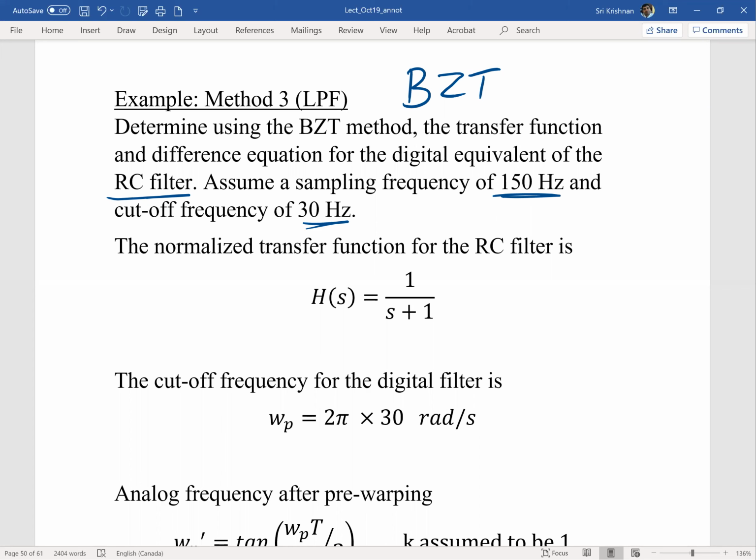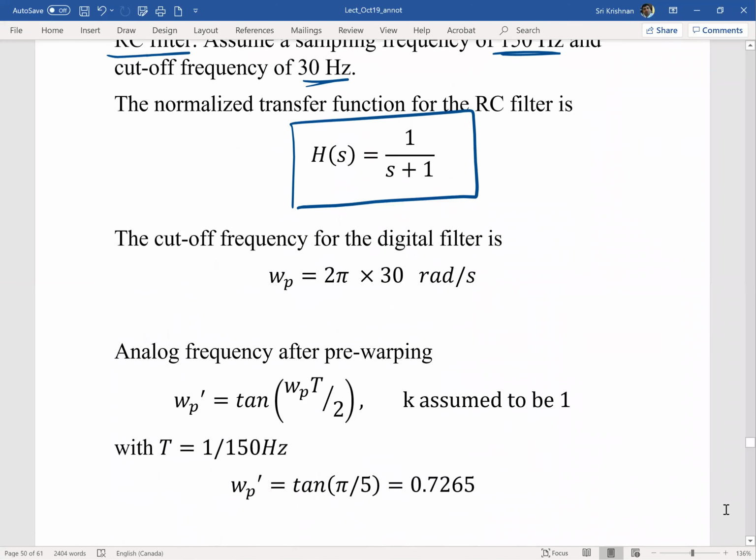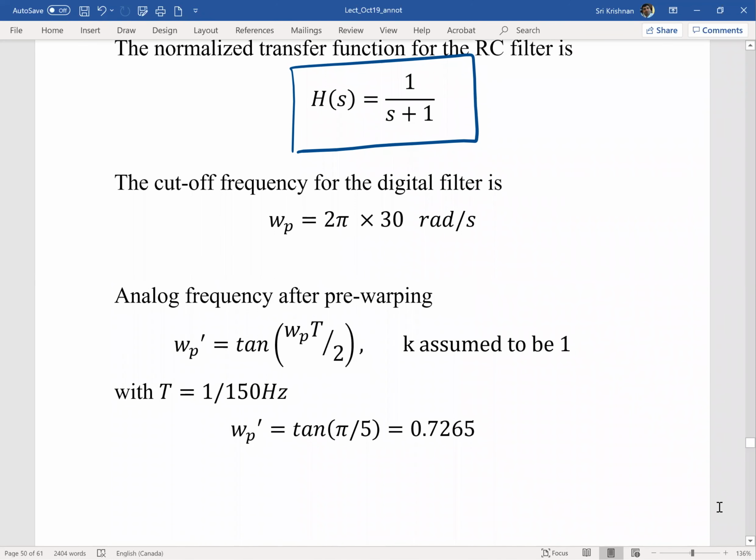So the RC filter in the analog domain, from your previous knowledge, you can easily get an idea that this is nothing but the transfer function of this RC filter in the analog domain. Now, the cutoff frequency for the digital filter was given as 30 Hertz, and we can convert that into radians. When we convert into radians, the key step, as indicated in the BZT technique, to avoid any nonlinear effects of that mapping, is to do pre-warping. And the pre-warping is done by the formulation that was given to you before.